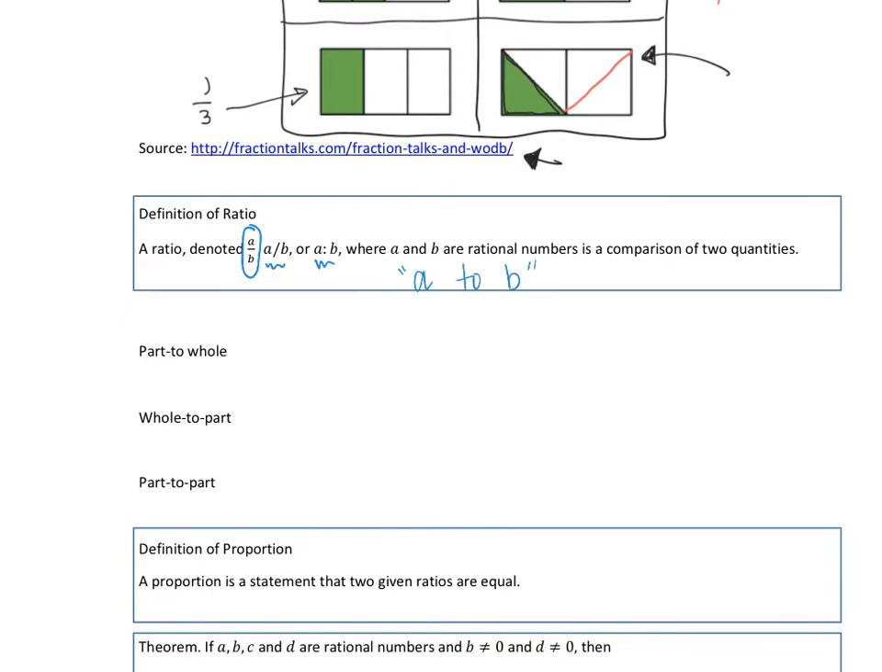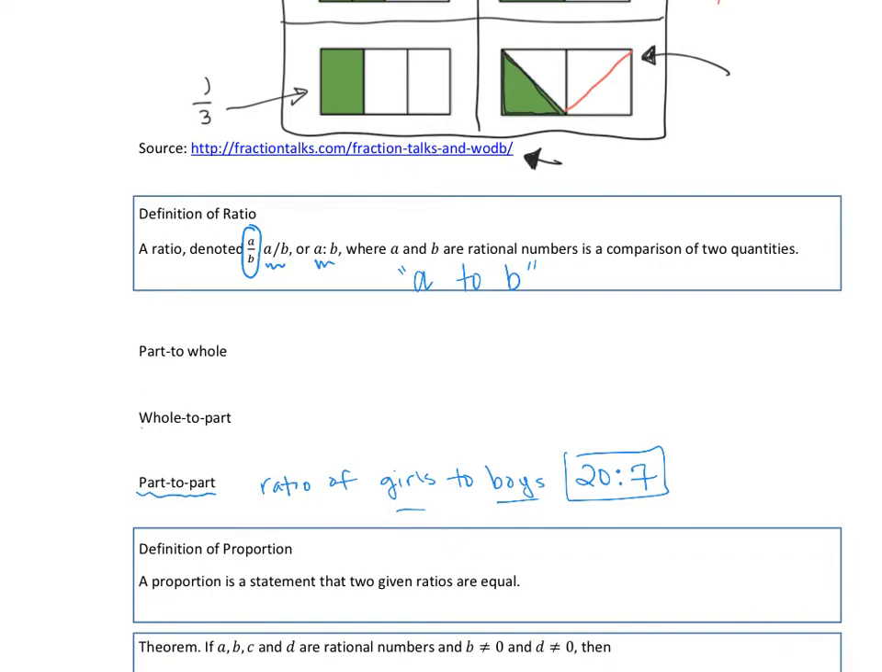Sometimes, if we think about our class, I'm going to skip down to some wording here: a part to a part. If I talked about the ratio of girls to boys in our class, then that would be about 20 to 7. So that's part to part. Part of our class is girls, part of our class is boys. So the ratio would be 20 to 7. That's how we would write that.